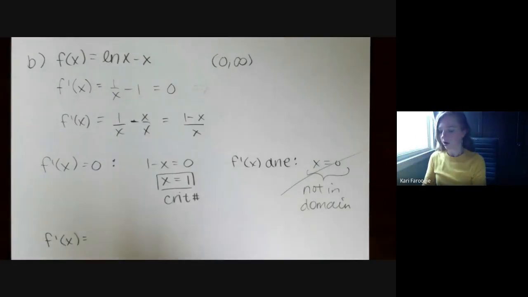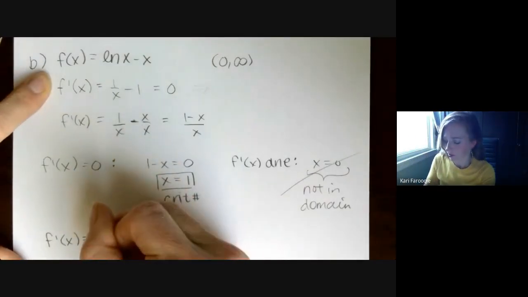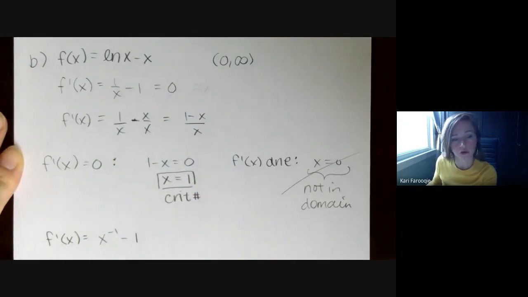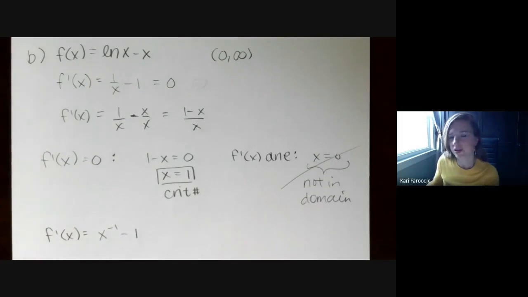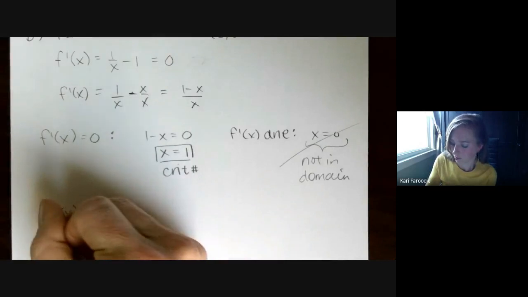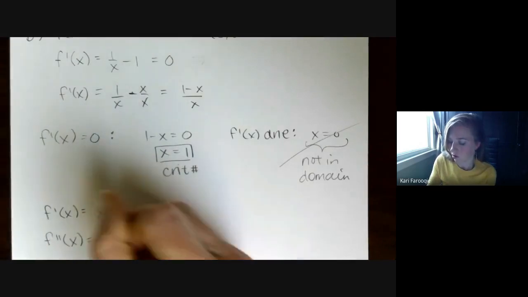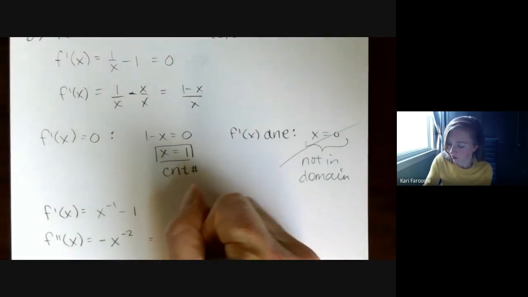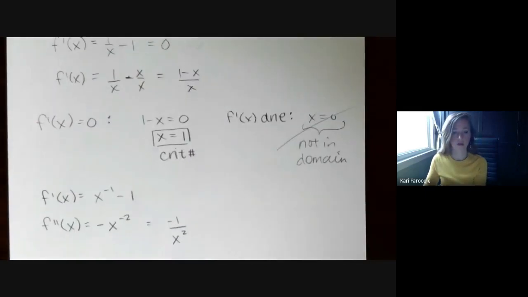Okay, so we have f prime right here. I'm going to rewrite this as x to the negative first minus 1, just because it's going to be easier to take the second derivative if we rewrite it that way. Notice that we can just keep rewriting things to serve our needs at the moment. So now when I take the second derivative, I'm getting negative x to the negative second, and then the derivative of 1 is 0. So I can rewrite this as negative 1 over x squared. That'll make it easier to evaluate.